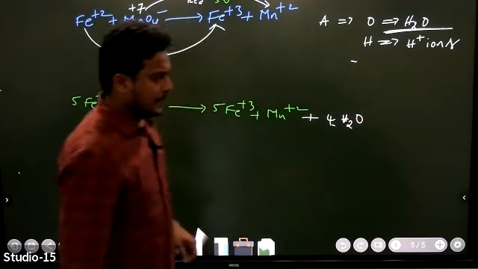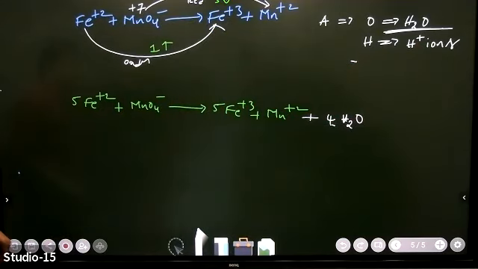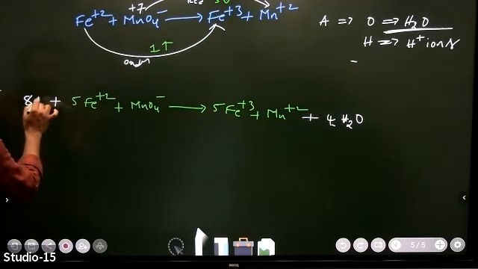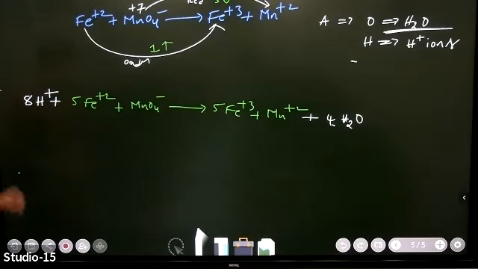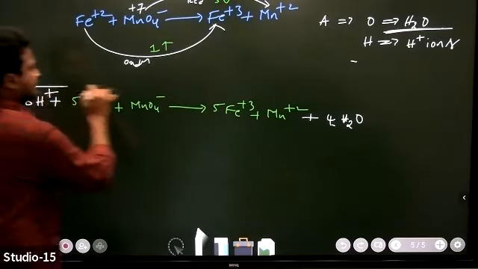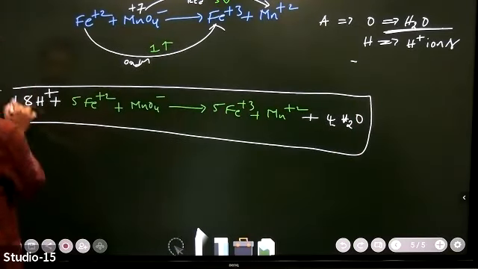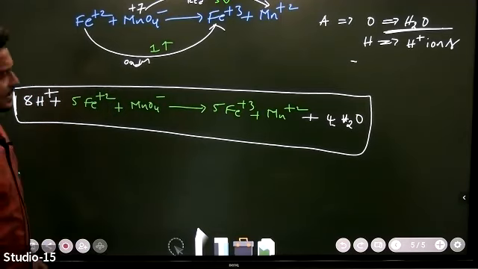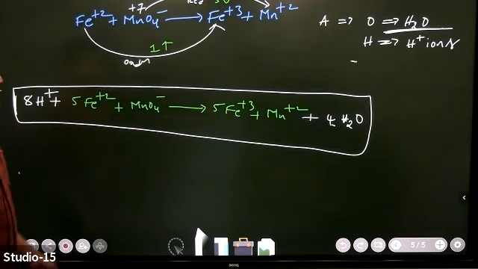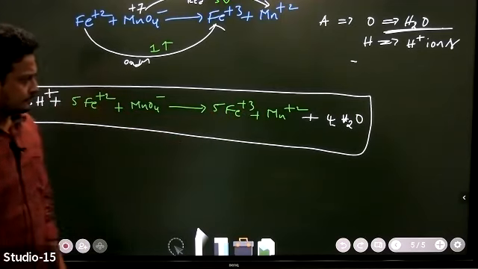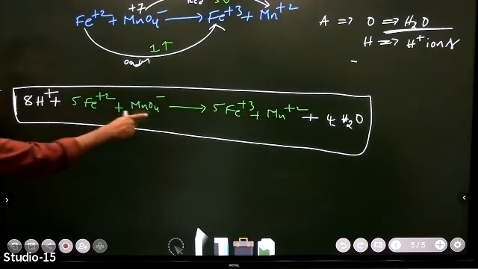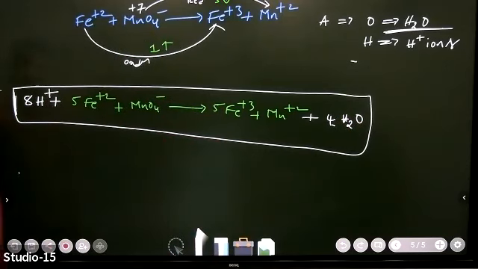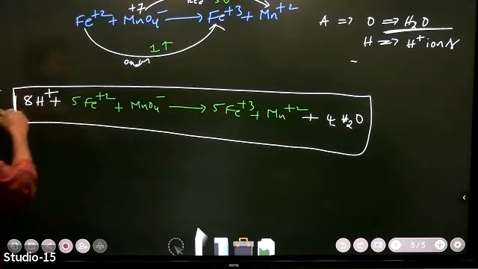So to balance hydrogens, what do we have to add? H plus ions. How many H plus ions are required in left hand side? 8 H plus ions. Now once check. This is a balanced reaction. Number of Fe, left hand side 5, right hand side also 5. Number of Mn, left hand side 1, right hand side 1. Number of oxygens, left hand side 4, right hand side also 4. Number of hydrogens, right hand side 4 twos are 8, left hand side 8.